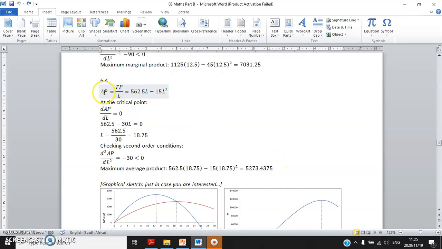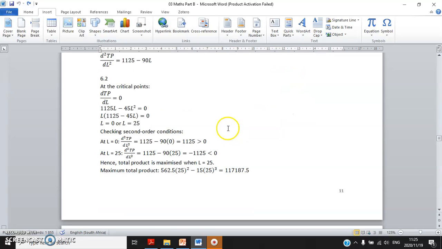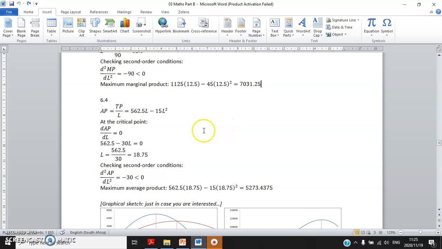Last one, average product. You first have to derive the average product equation, which is total product divided by labor. Then it actually means there is one L gone. So yeah, because remember average product is total product divided by labor. Let's go back to 6.4.